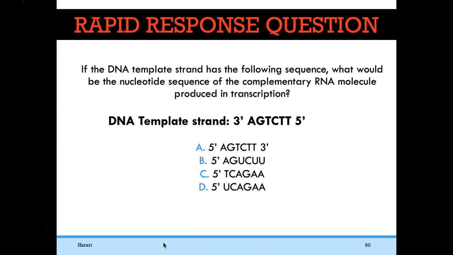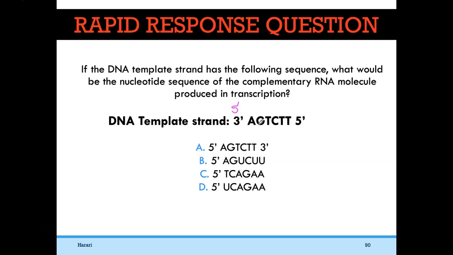So let's try this question together. If the DNA template strand had the following sequence, what would the nucleotide sequence of a complementary RNA molecule be produced in transcription? Okay, so pause here. So if this is 3' AGC, AGT, CTT, we have to go 5'. This is going to be RNA polymerase, right? Because we're talking about transcription.